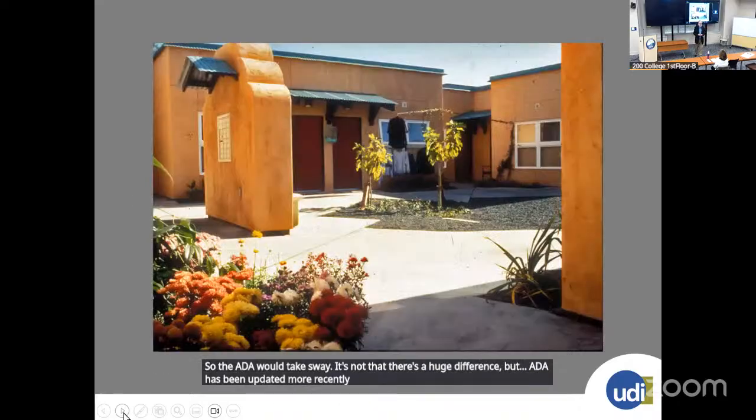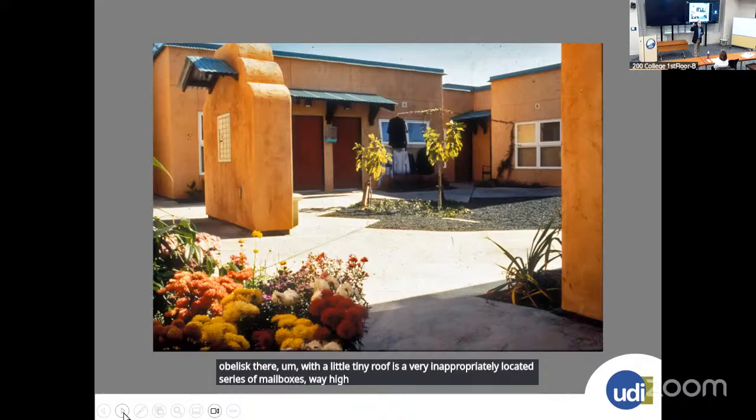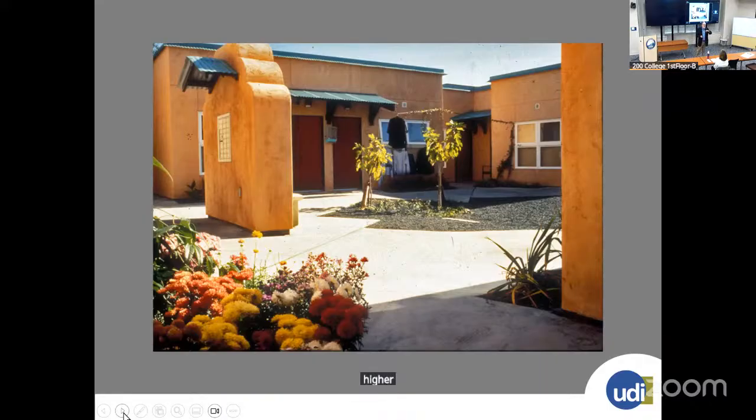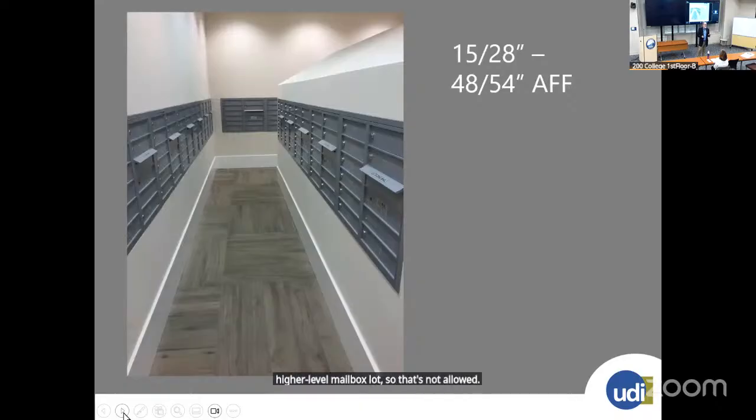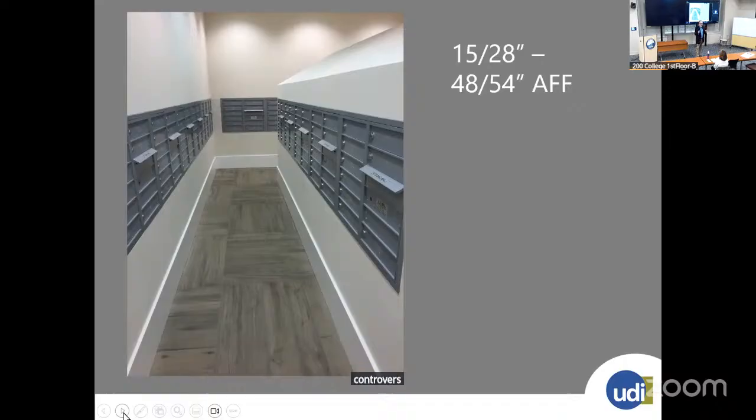So there you see in that little obelisk there with a little tiny roof is a very inappropriately located series of mailboxes, way high in the air. Shorter folks who live there and people who operate from a seated position, I'm sure can't reach that higher level mailbox slot. So that's not allowed. They're very particular about this, and this is an area of amazing controversy and problem.